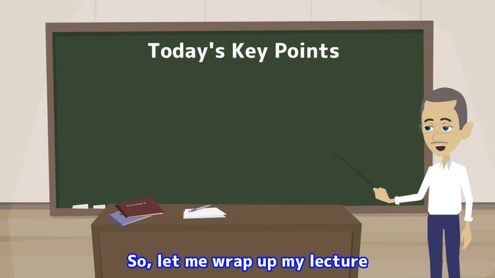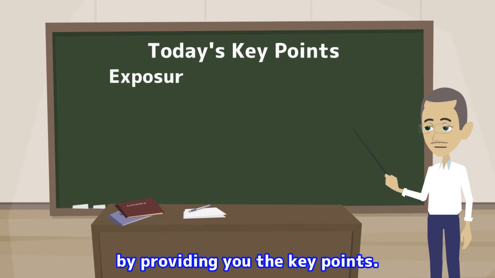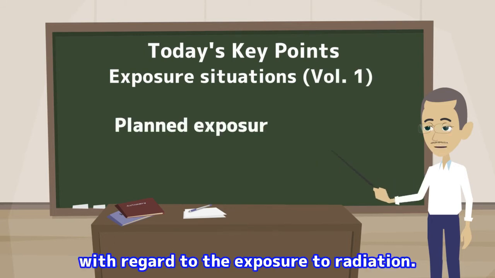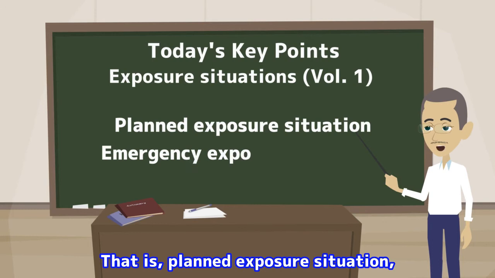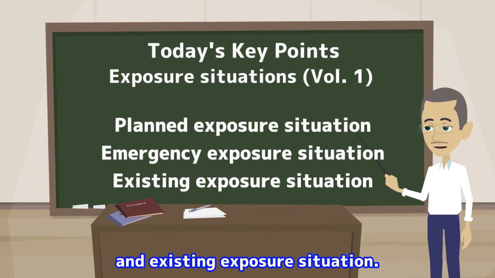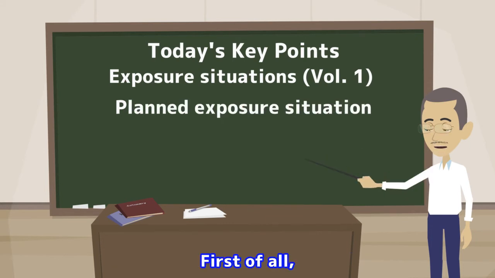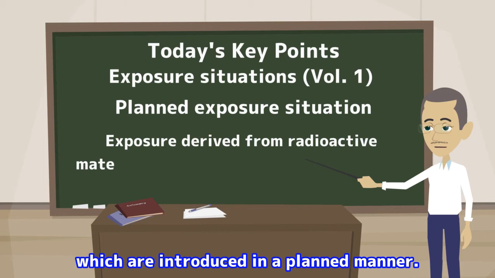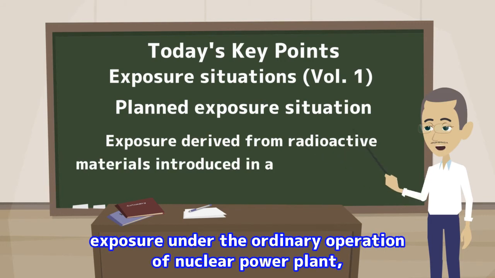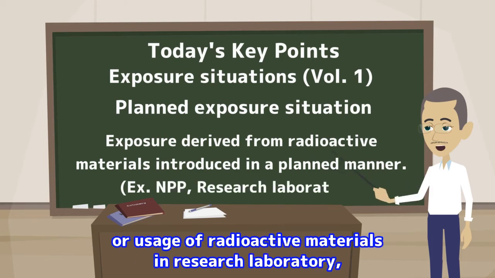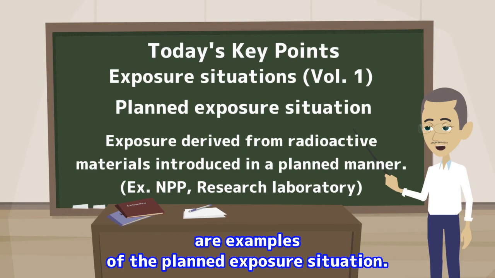So, let me wrap up my lecture by providing you the key points. Today I talked about the three exposure situations, with regard to the exposure to radiation. That is, planned exposure situation, emergency exposure situation, and existing exposure situation. First of all, the planned exposure situation is the situation under which people are exposed to radiation, which are introduced in a planned manner. For example, exposure under the ordinary operation of nuclear power plant, or usage of radioactive materials in research laboratory, are examples of the planned exposure situation.